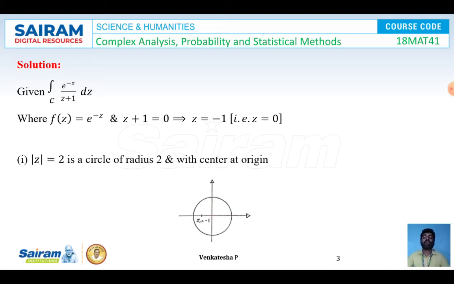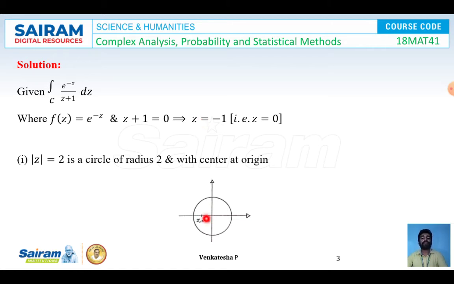Now they have given that the first curve is |z| = 2. So |z| = 2 means it's a circle of radius 2 with center at origin. Now I'm going to plot a circle of radius 2 with center at origin, and identify whether this point z = -1 lies inside or outside the given curve |z| = 2. So plot the curve first.